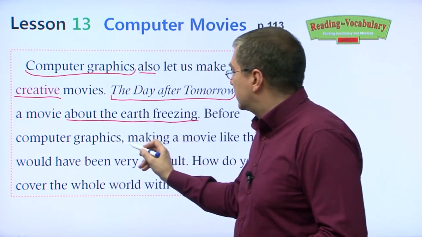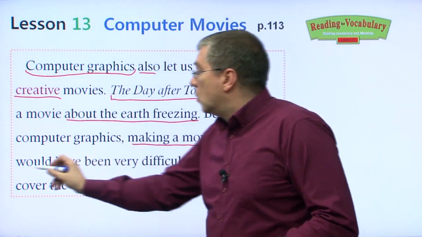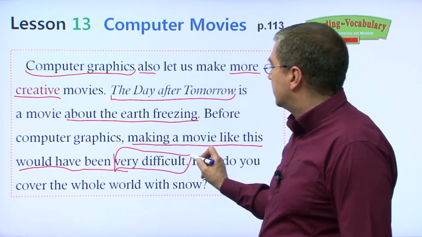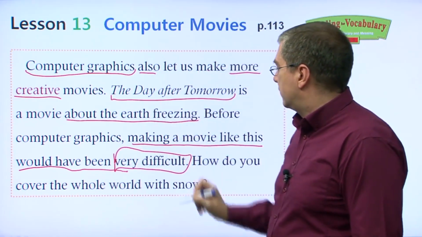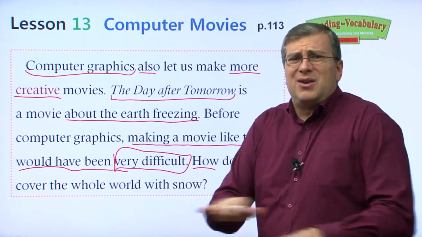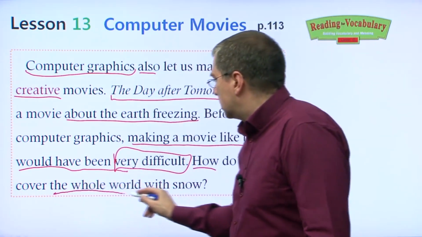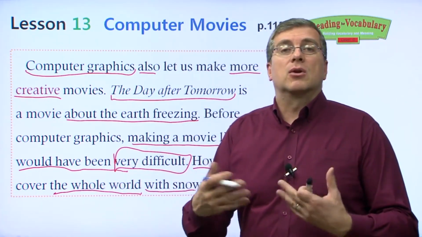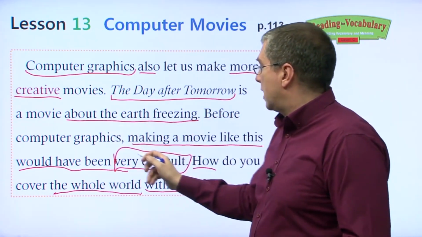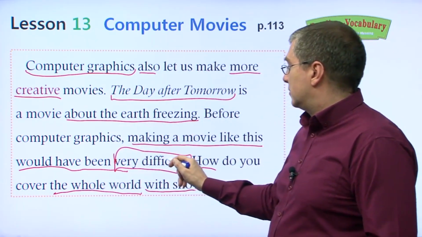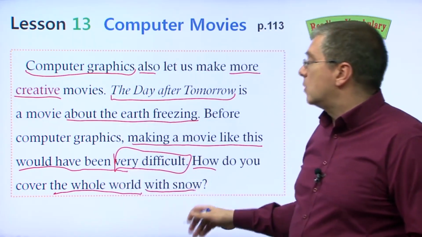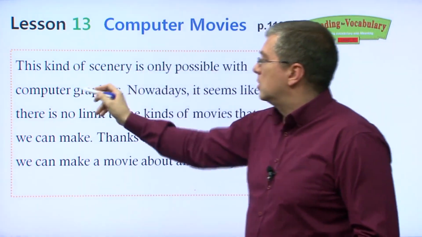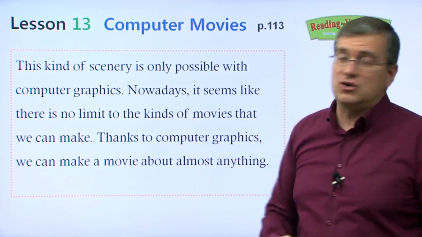Before computer graphics, making a movie like this would have been very difficult. It would have been very difficult to make a movie like this of the Earth freezing. How do you cover the whole world with snow? You can't do it. But in computer graphics, you can. So before computer graphics, it would have been very difficult to make this movie. How do you cover the whole world with snow is the question. And this kind of scenery is only possible with computer graphics. That's the answer to the previous question.